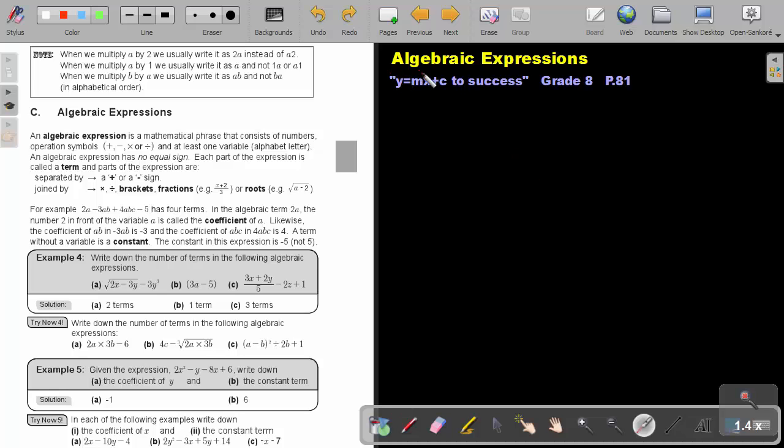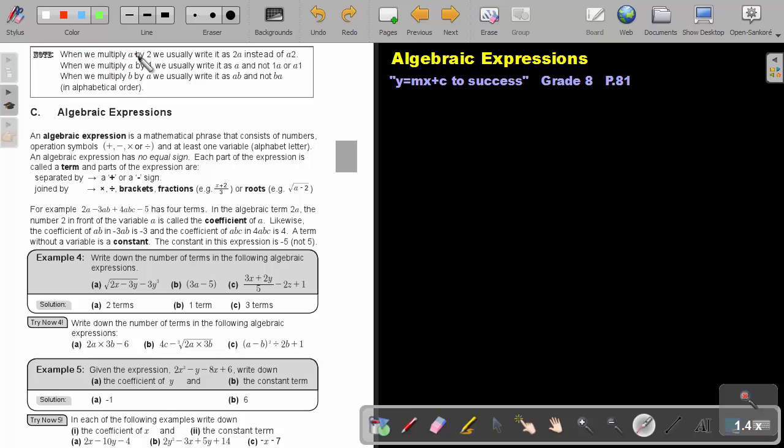Part 3, Algebraic Expressions. You will find this on page 81 in the Namibian Mathematics Grade 8 textbook, y equals mx plus c to success. Now, before we start with this, let's just go through a few basic things.